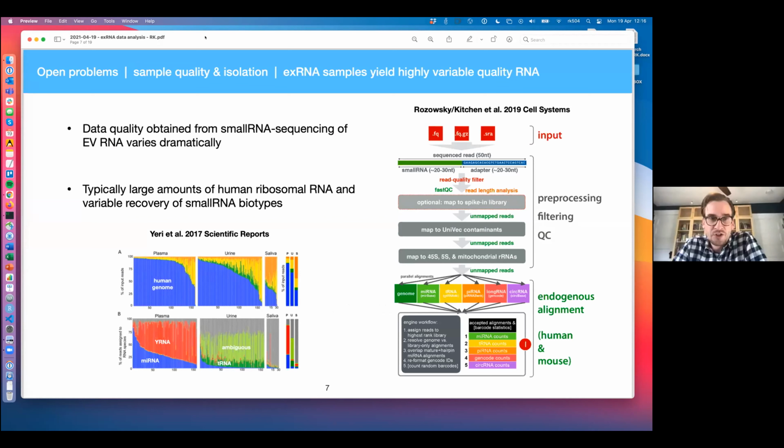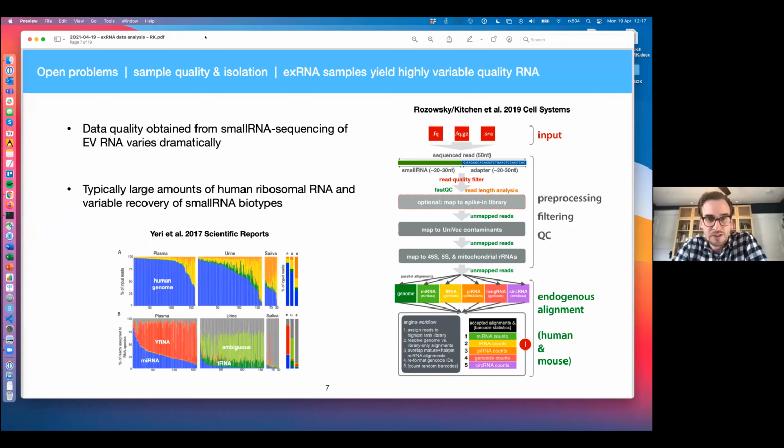Part of the issue with eVRNA is that the quality of it does vary quite dramatically, especially where we're talking about small RNA sequencing, where you're subjecting molecules below 200 nucleotides-ish to high throughput sequencing. You can see that there's a big spread of the types of RNAs that you can detect, as well as the types of contaminants that you will detect in different samples in different biofluids.